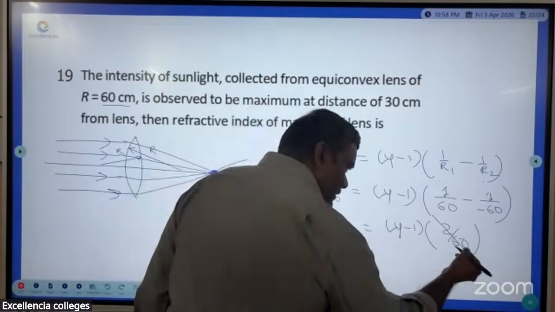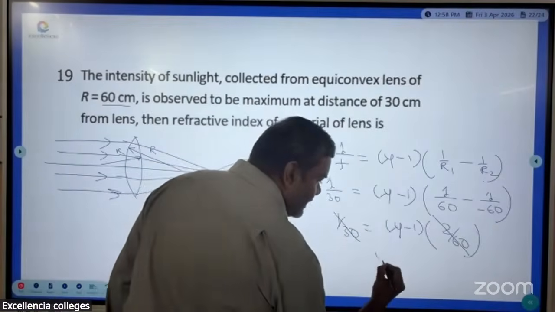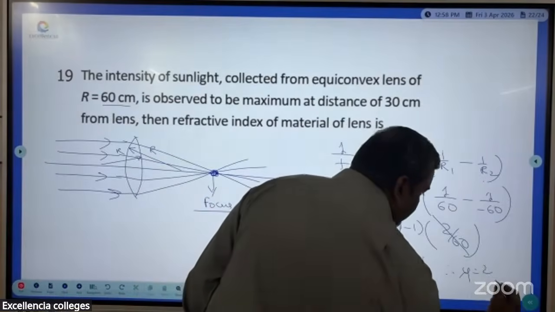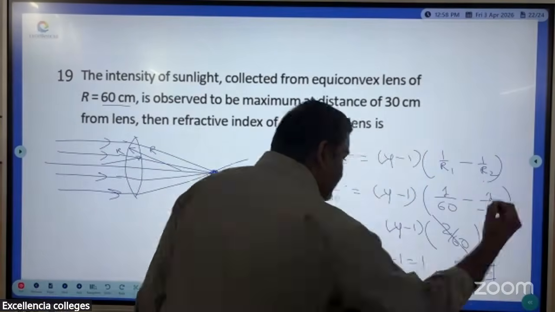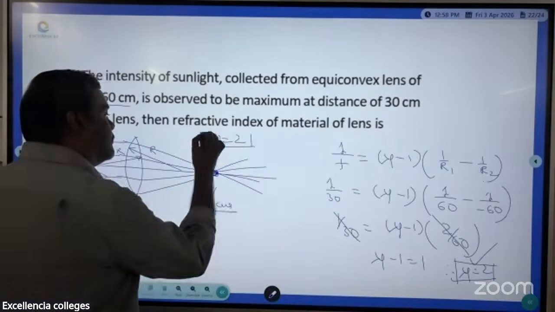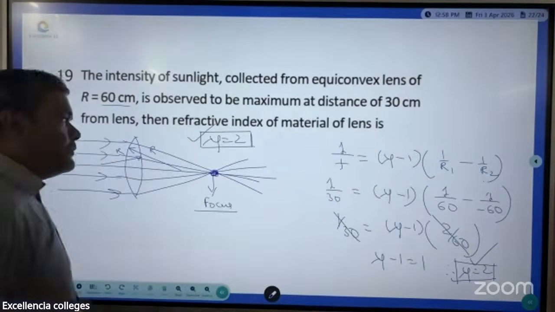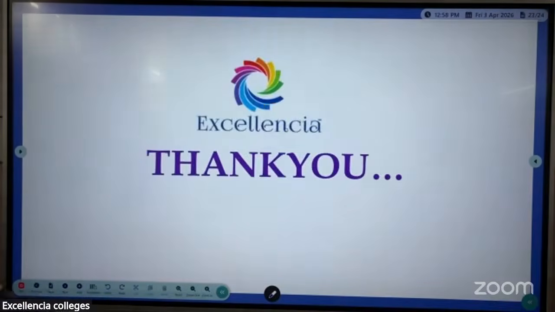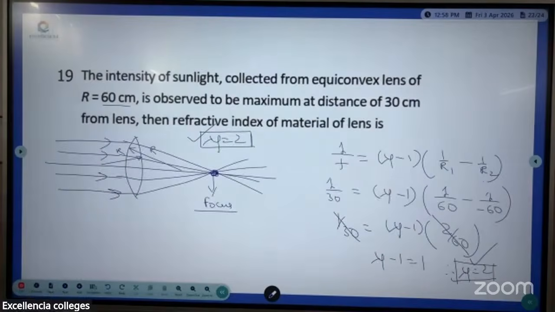So this is 1 by 30. This 1 by 30 is gone. So I will get here mu minus 1 is equals to 1. Therefore, mu is going to become equals to 3. Right. On a diamond note, mu is equals to 2. That's the value here. Right? Okay. So that's it.